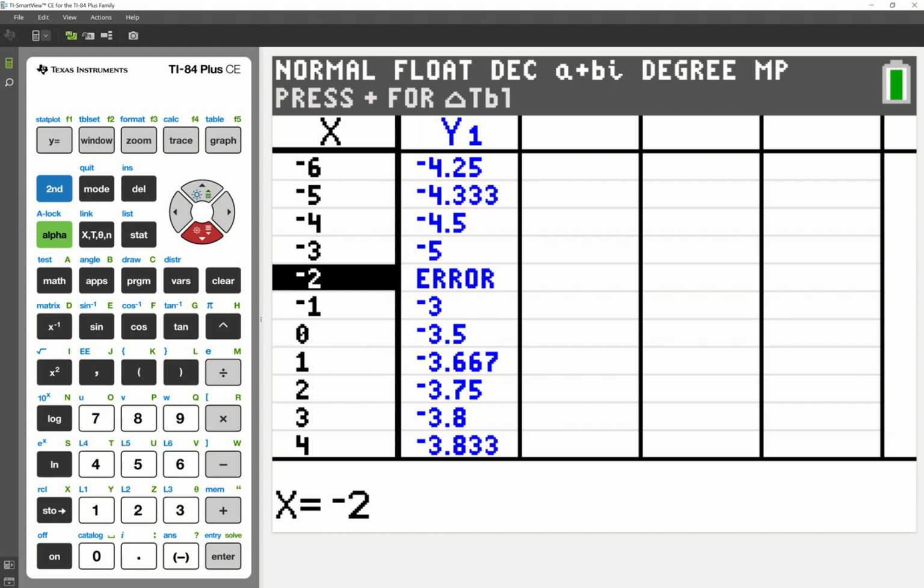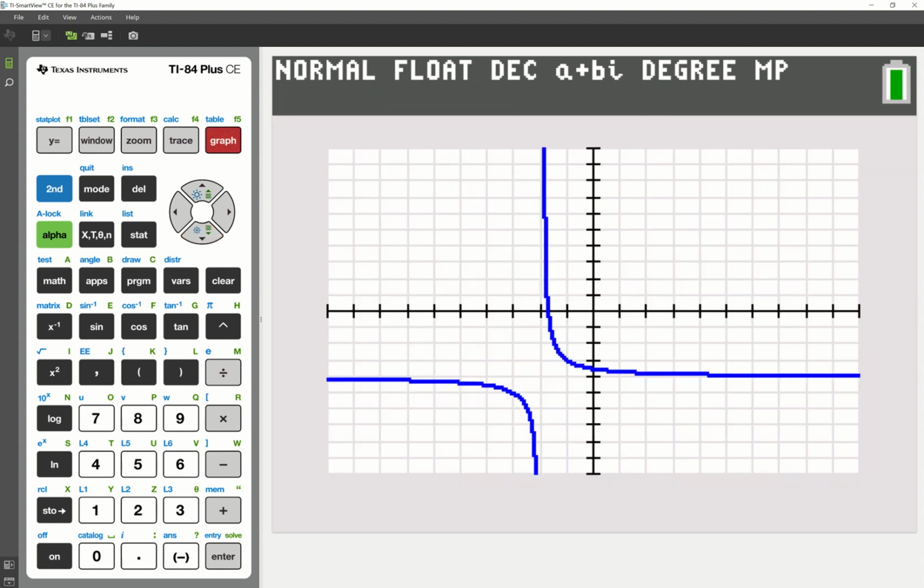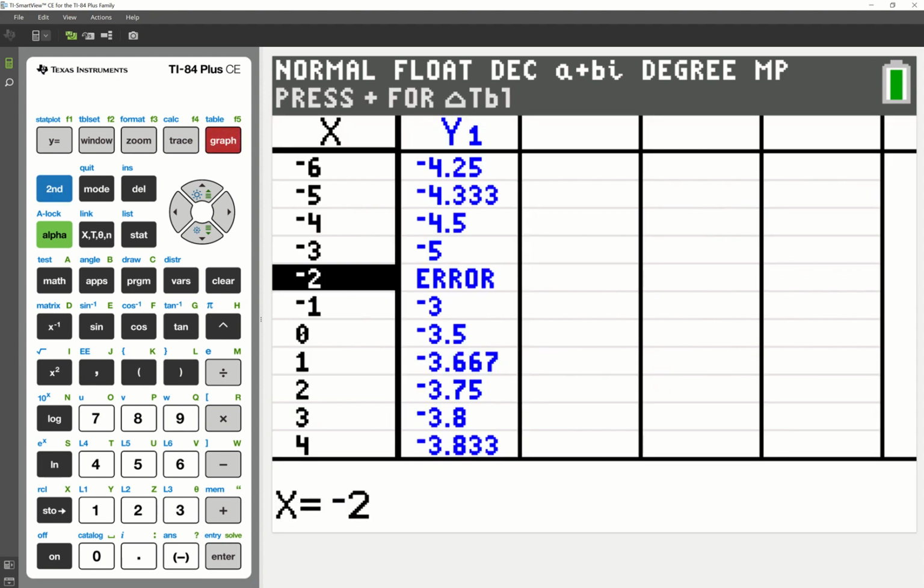And the reason for that, again, if I go to the graph, is because that's where we put our vertical asymptote on the graph, at -2. And so that is the reason why it's going to say error in the calculator. This would be an input that would make the denominator of our reciprocal function 0. And we can never have 0 in the denominator, and so that's why it says error there.